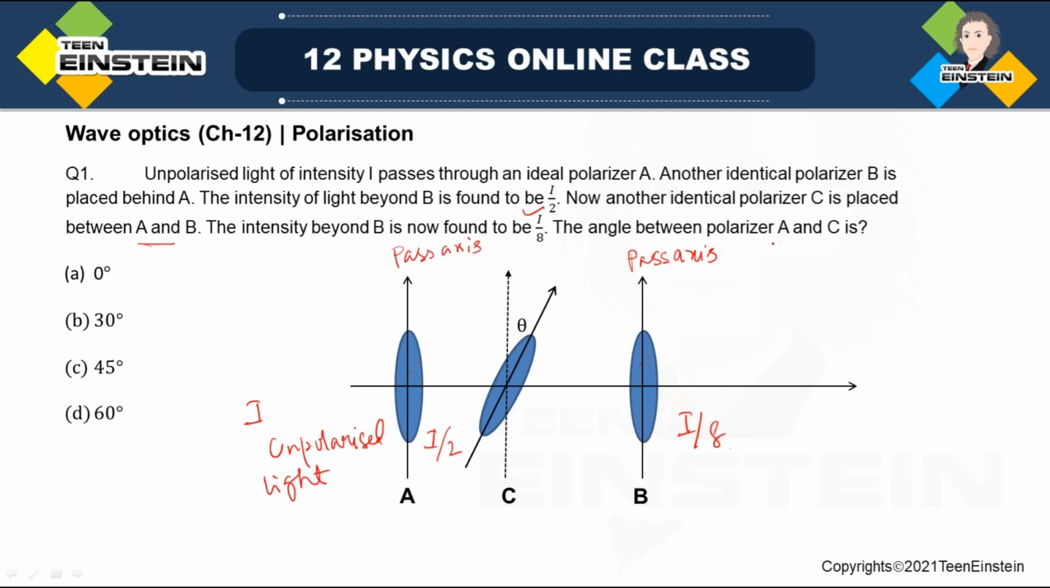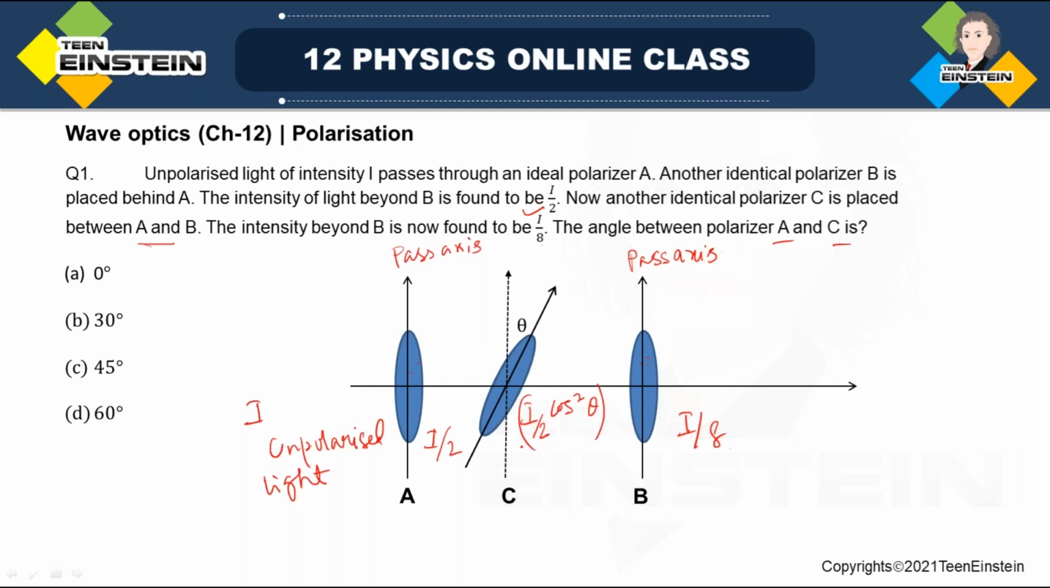Then what is the angle between A and C? Angle between the polarizers means angle between the pass axes of the polarizers. So what is the angle between polarizer A and C? Suppose the angle is theta. If the angle is theta, I can write the intensity after passing through here as I by 2 cos square theta.